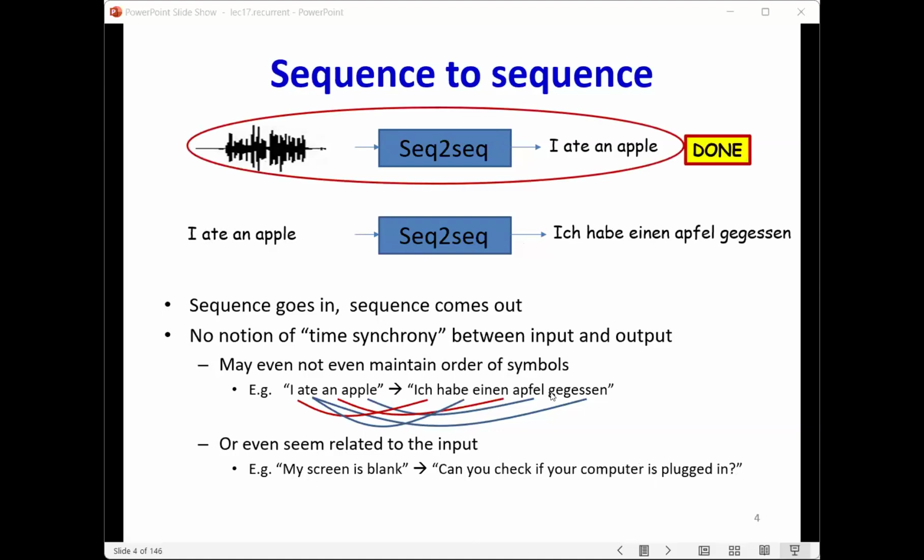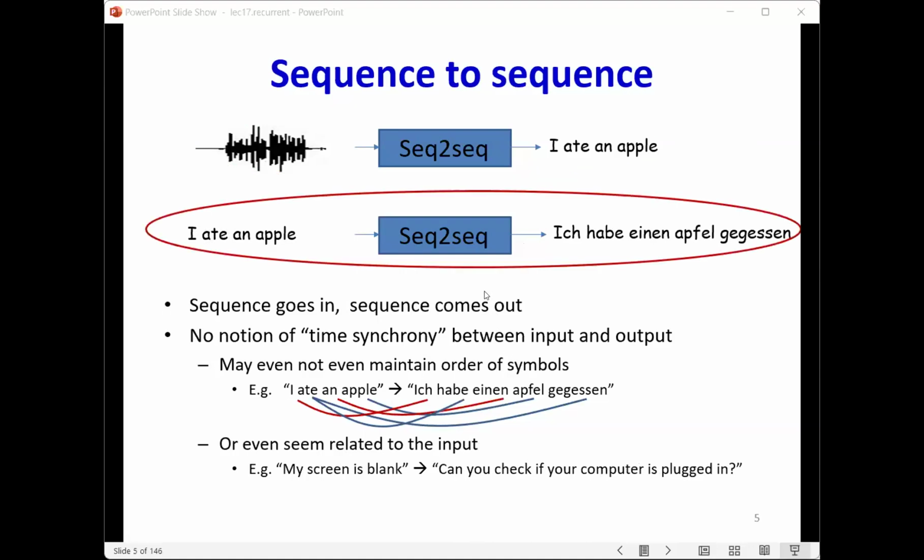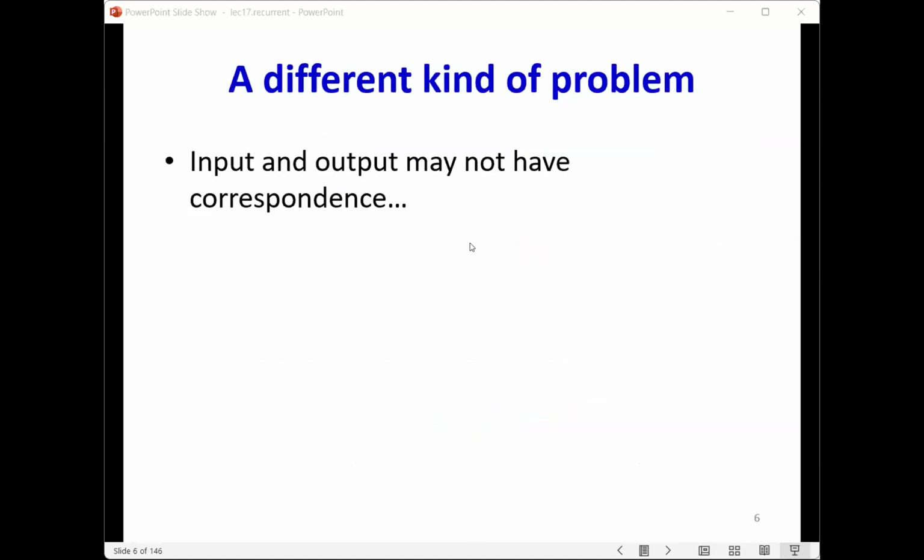So we've already dealt with the problem where you have order correspondence. We're going to be talking about the kind of problem today where you do not have order correspondence, where the input and output may not have order correspondence. Is the difference between the two problems clear to you guys? Just please mark yes or no. Thumbs up. Okay.